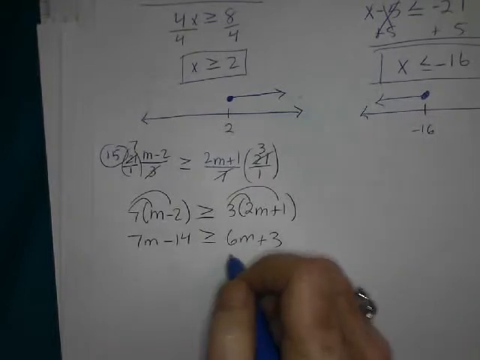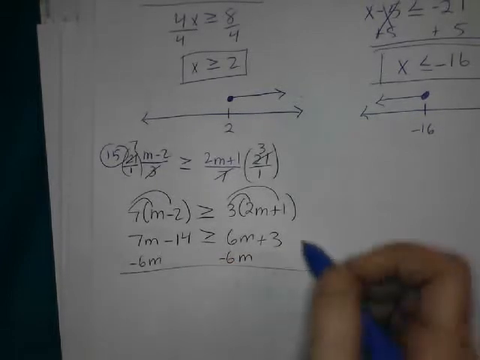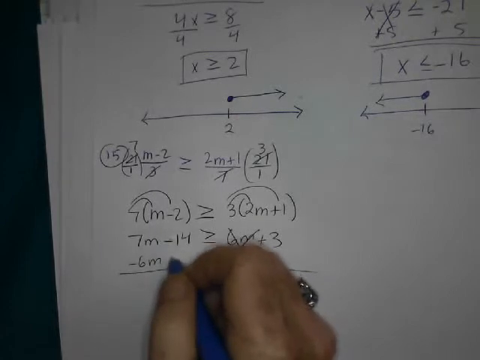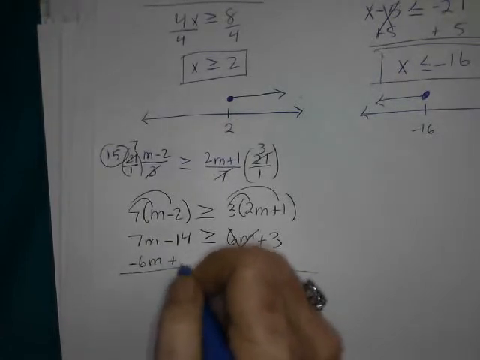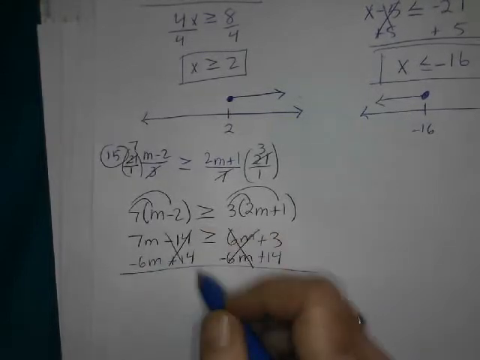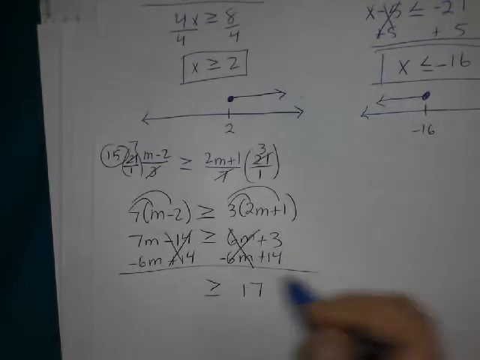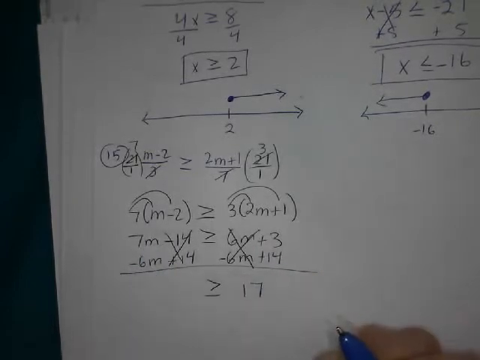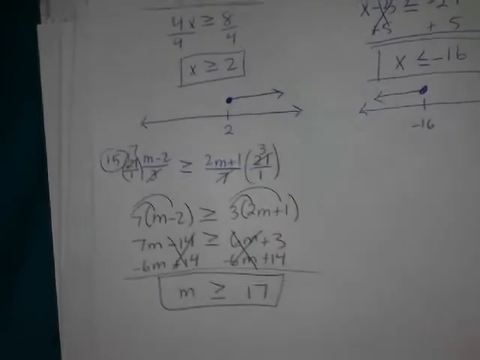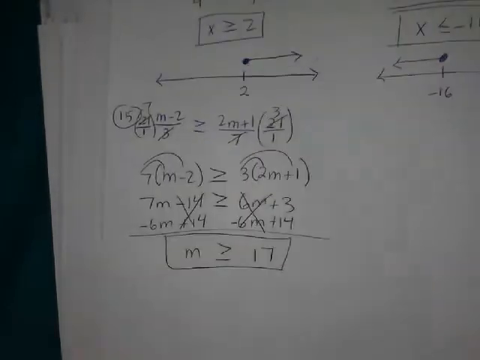I think I want the m by itself. So I'm going to subtract 6m from both sides. I'm trying to isolate the variable. Okay. And I'm also going to add 14 to both sides, because that's going to get me where I want to go here. 14, that's 17. 7 take away 6 is 1. So there's my answer. I could graph it, but you haven't really been asked to graph it yet. I'm checking it. It looks right.